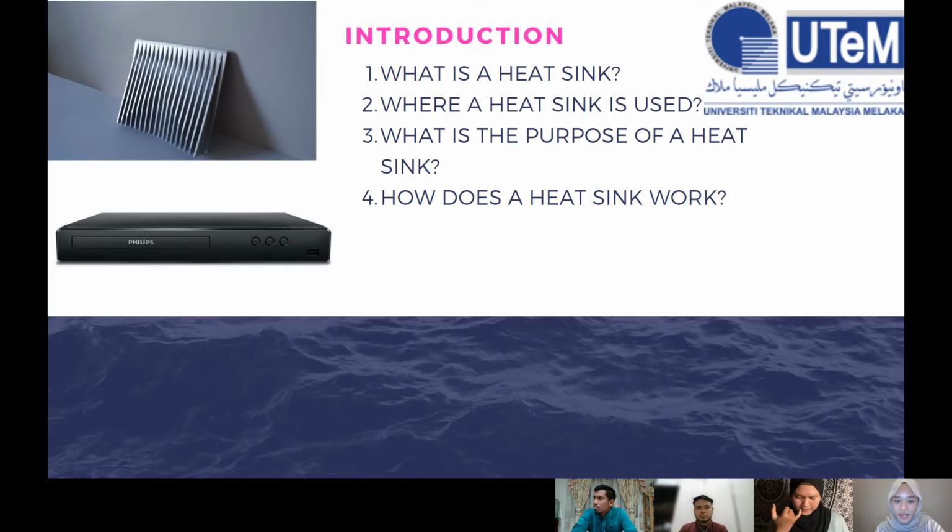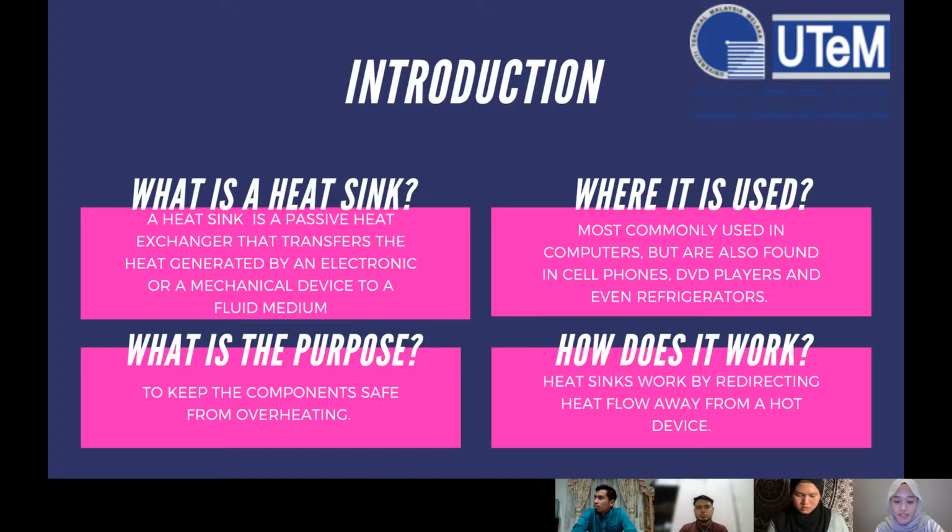So what is a heatsink? Where it can be used, what is the purpose of a heatsink, and how does it work? A heatsink is a passive heat exchanger that transfers the heat generated by an electronic or a mechanical device to a fluid medium, often air or liquid coolant, where it is dissipated away from the device, thereby allowing regulation of the device's temperature. They are most commonly used in computers but are also found in cell phones, DVD players, and even refrigerators. In computers, a heatsink is an attachment for a chip that prevents the chip from overheating, and in modern computers, it is as important as any other component.